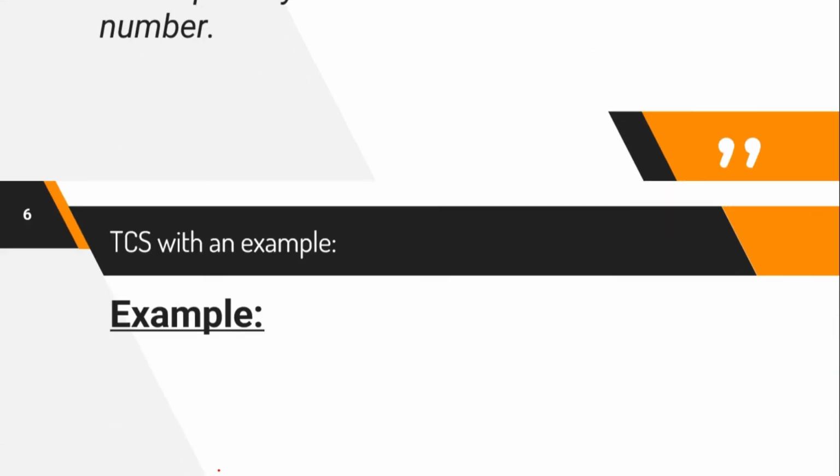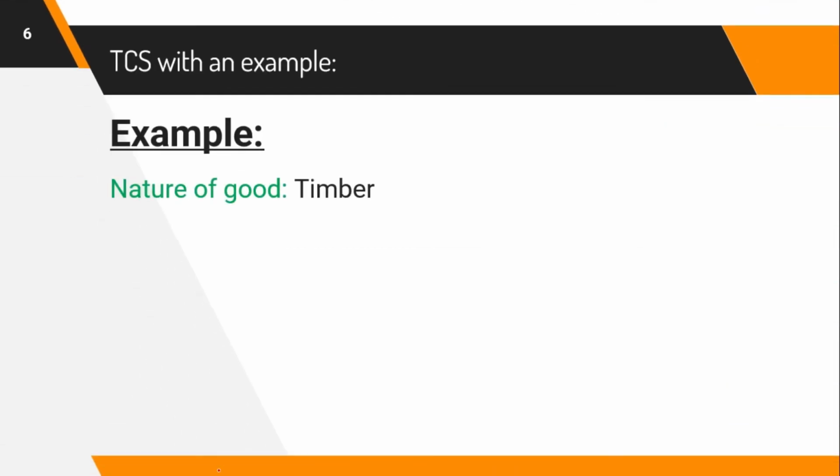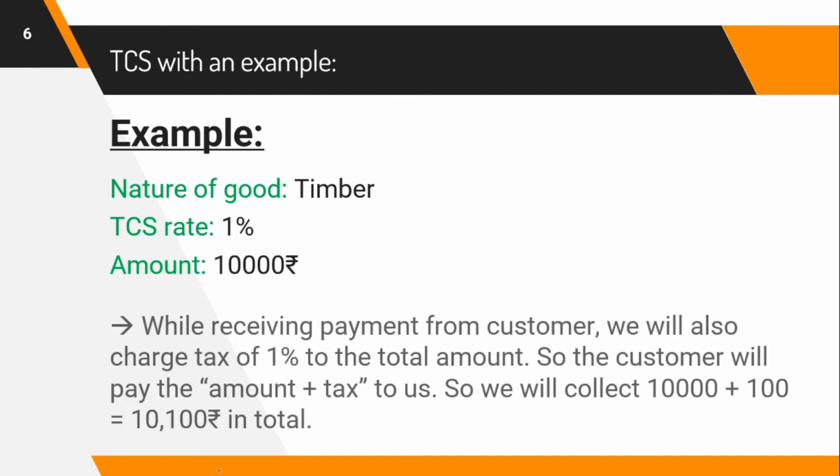So let's understand TCS with an example now. Let's say the nature of good is timber. So you will be doing sales of timber to your customer and the TCS rate is 1% and the total amount the customer has to pay you is 10,000 rupees. So while receiving payment, you will not receive just the 10,000 rupees as the total amount. You will receive the amount plus the tax. The 10,000 rupees, which is the amount, plus 1% tax. The 1% of 10,000 is 100 rupees.